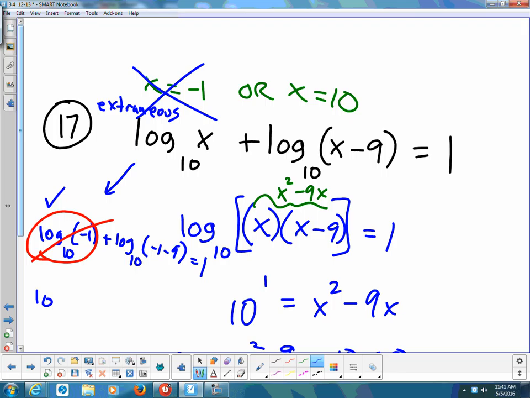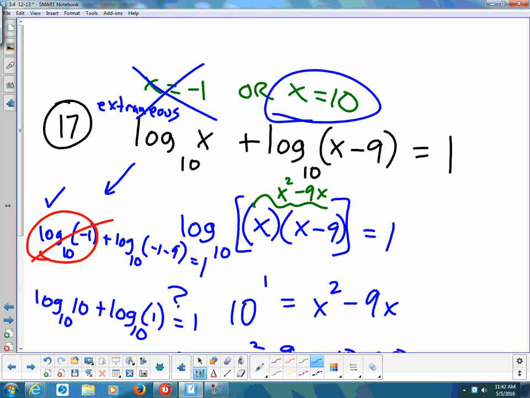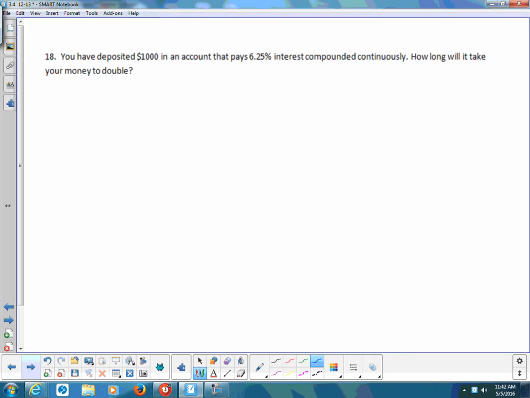And we could try 10. So if I do log to the base 10 of 10 plus log to the base 10 of 10 minus 9, which is 1, is that equal to 1? Question mark. Well, log to the base 10 of 10 is 1. Log to the base 10 of 1 is 0. So I get 1 plus 0 equals 1. So 10 does work. That's our only solution for this problem. All right, let's take a look at this example.